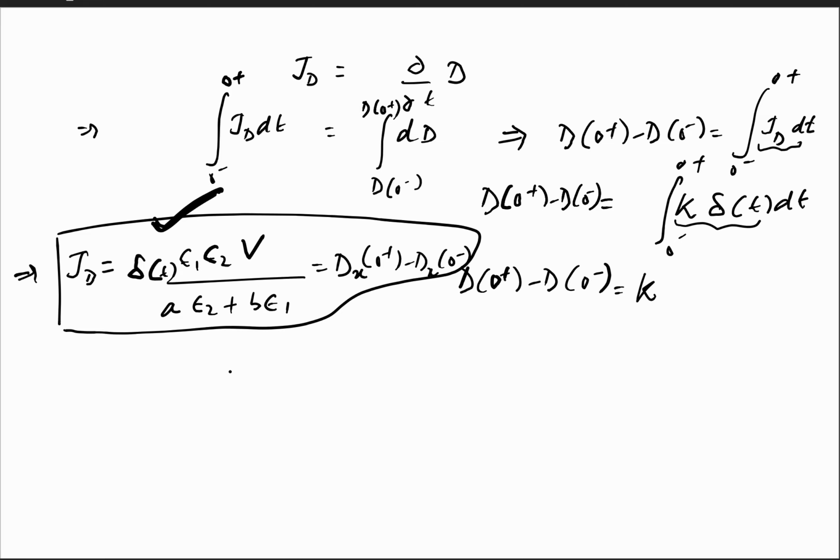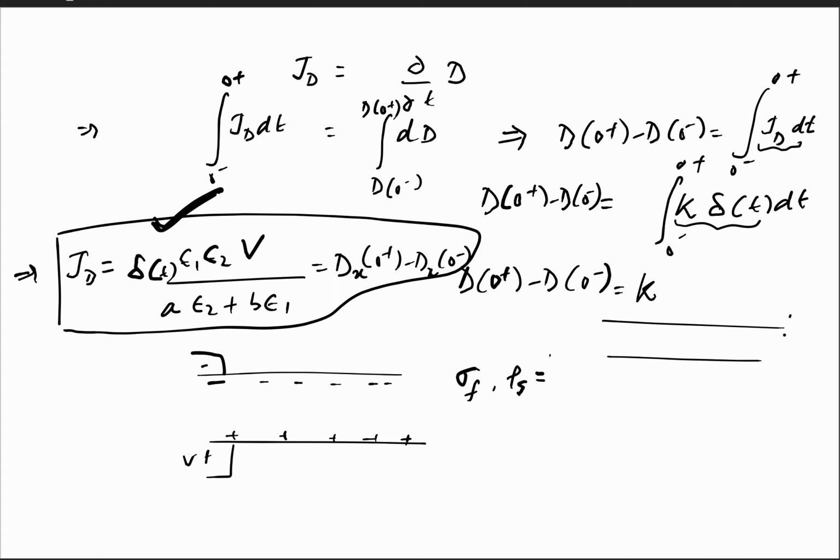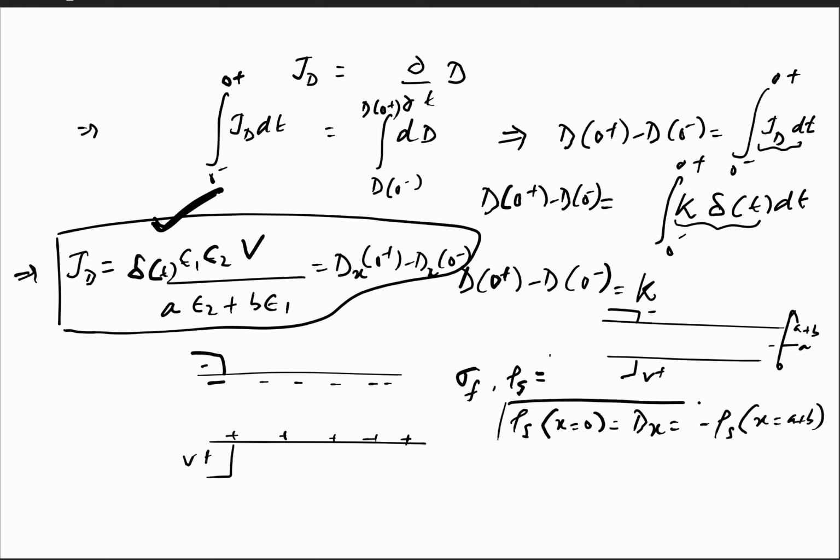Now, the top plate and the bottom plate, here it was V plus and here it was minus, will have a positive charge on the interface, and this will have a negative charge on the interface, given by sigma F, or if I write rho s only, is equal to D at x. So in the figure we had, x axis was like this. It was a and it was a plus b and it was 0. And it was the bottom plate with plus, and this was the top plate with minus. So rho s at x is equal to 0 is equal to Dx is equal to minus of rho s at x is equal to a plus b. So in this way we can find the various charge densities also, and we have already found various electric field intensities as well as the flux density.